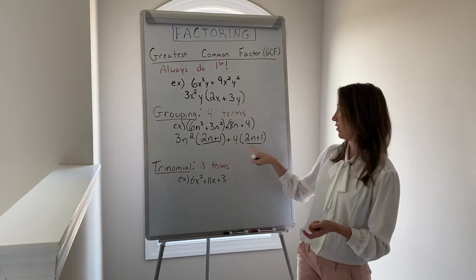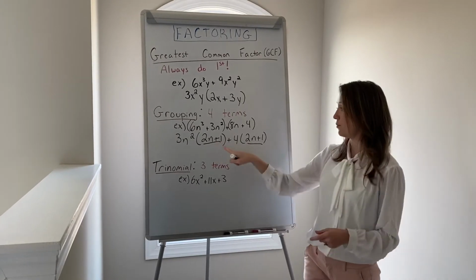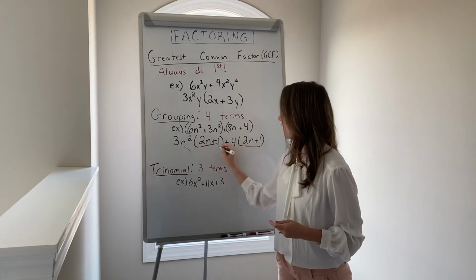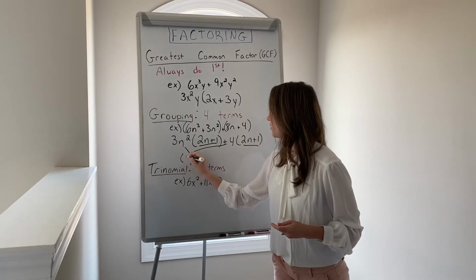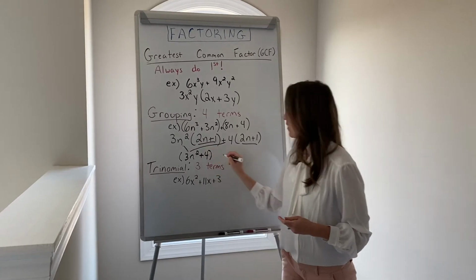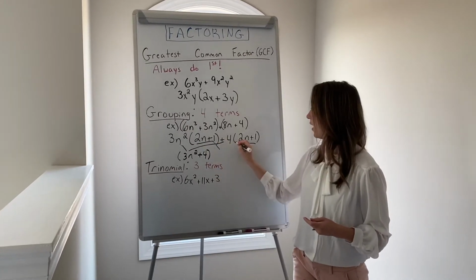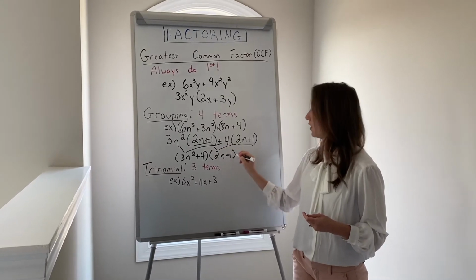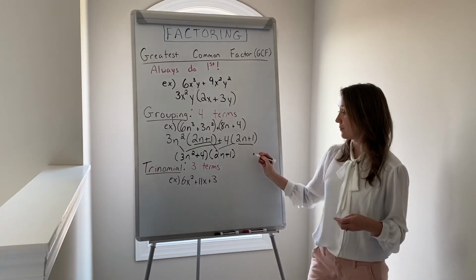So once you take these out and you see that these are the same, we can actually write our final answer. One factor is just what you have on the outside, so that would be 3n squared plus 4. And then the other factor is what you had on the inside of your parentheses, so that would be 2n plus 1. And that will be the final answer for this.